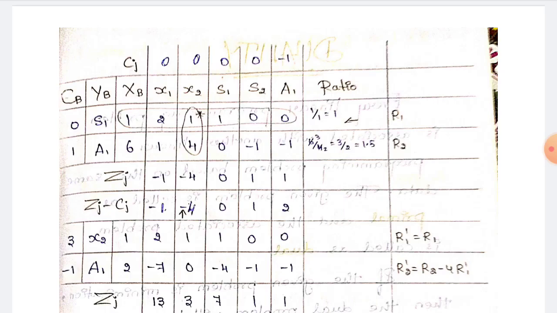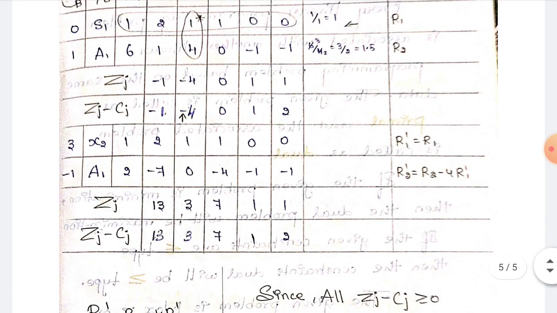For X2 the coefficient is 0. Here you have to change. Here the X2 coefficient will be 0, not 3. Here the A1 coefficient is minus 1 as it is. So next you have to find out R1 dash is equal to, already we have a 1, so no problem. R1 dash is equal to R1, so you have to write the values as it is. Similarly R2 dash is equal to R2 minus 4 times of R1 dash. So you have to find out the values 2 minus 7, 0, minus 4, minus 1, minus 1.